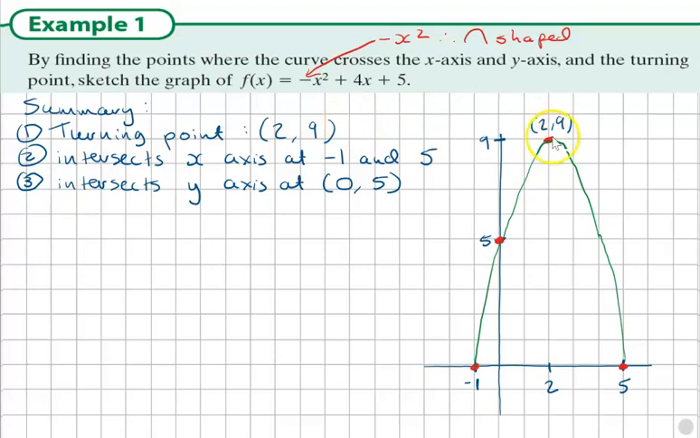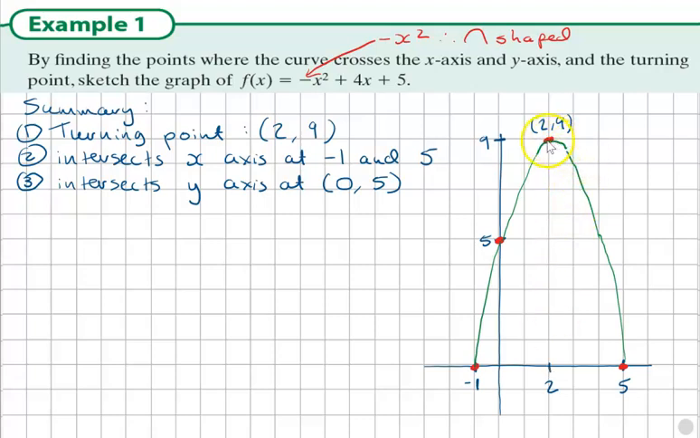So 2, 9 is the turning point, which is going to be the maximum point of our n-shaped graph. We're going to have the curve intersecting the x-axis at -1 and 5, so we have a red dot at -1, 0 and 5, 0. We also know an extra point on the graph is 0, 5. So that's 0, 5 there. We just do a rough graph, putting those points together, and it should be fairly symmetrical. Mine's not perfect, I know, but it should be symmetrical.